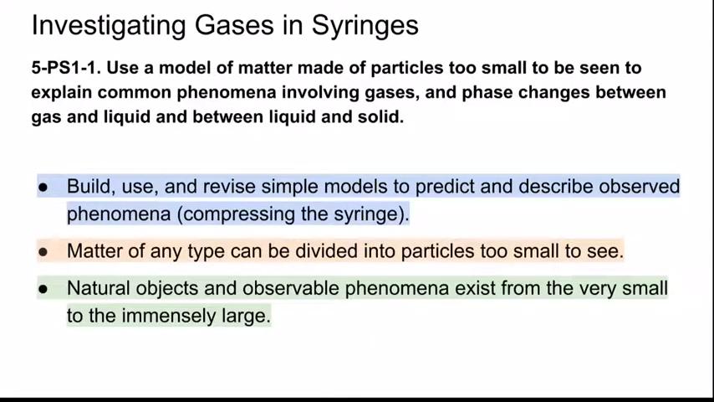In conclusion, students will be building, using, and revising simple matter models to predict and describe the observed phenomena of the syringe being compressed and then pushing back on the user. We use this lesson to help students develop the larger understanding that matter of any type can be divided into particles too small to see, and we'll do so through the lens of the cross-cutting concept that natural objects and observable phenomena exist from the very small to the immensely large scale, which often cannot be observed directly.